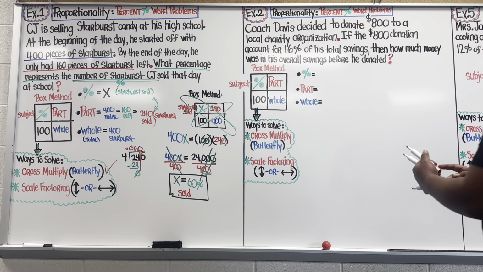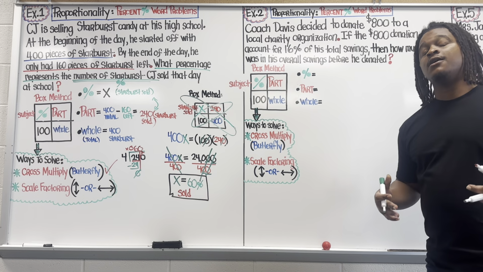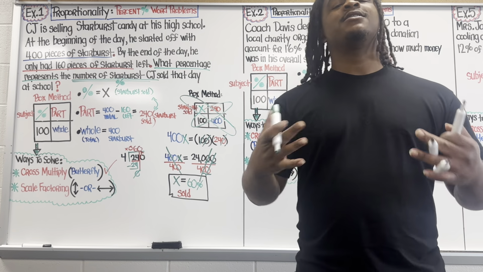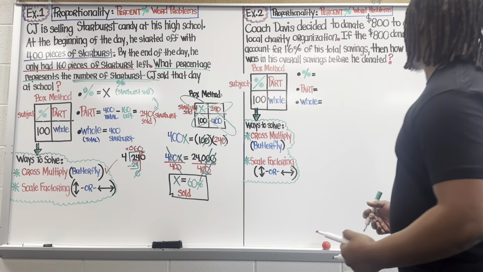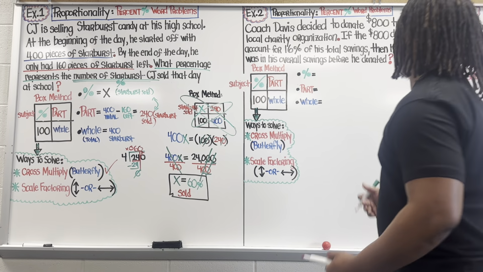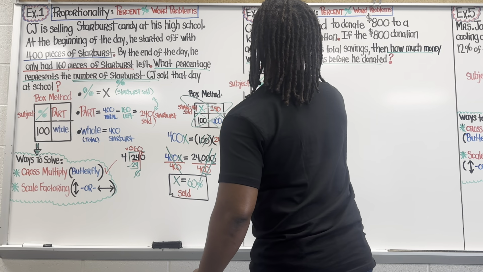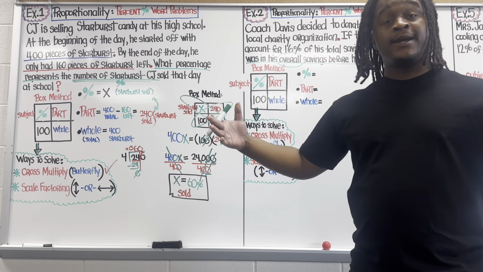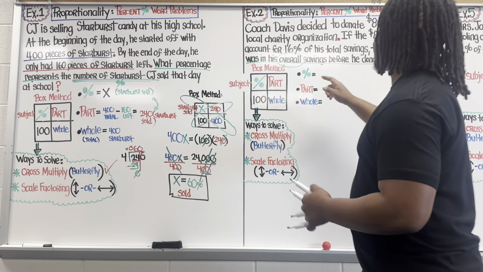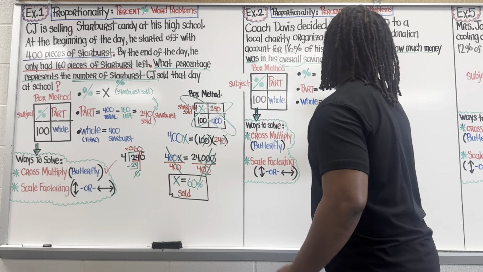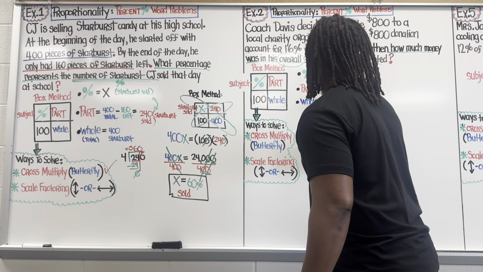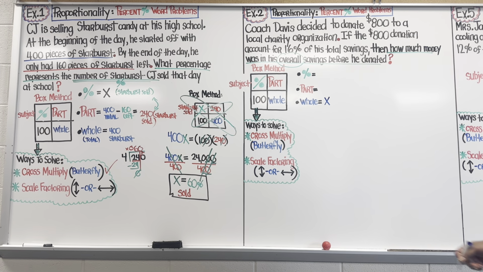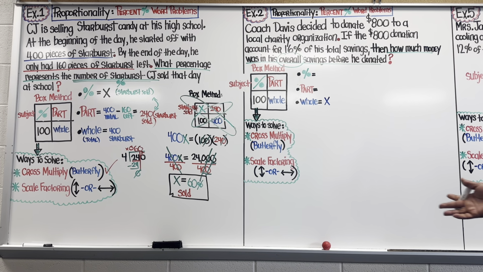So let's look at the question, guys, and that's the main thing that I try to tell all my students. The question is telling you what they want you to solve for, right? So I'm gonna underline it again. How much money was in his overall, keyword is overall, savings. Overall means total, or whole, right? So that's letting me know that we do not know his overall savings before he donated to the organization. So we don't know the total.